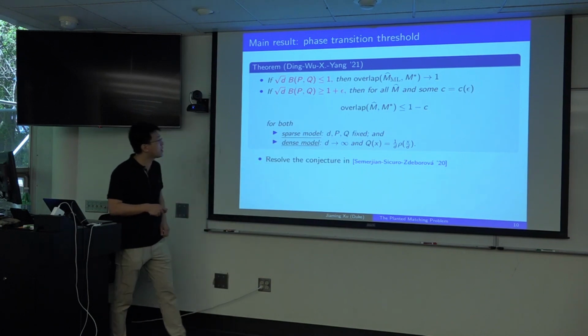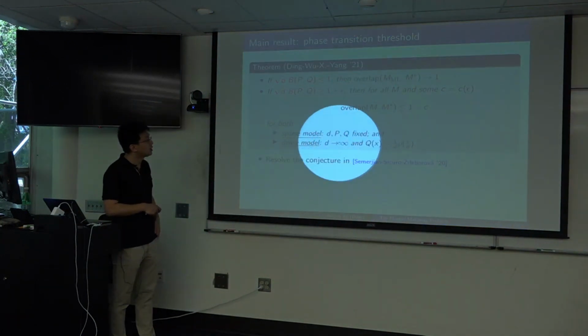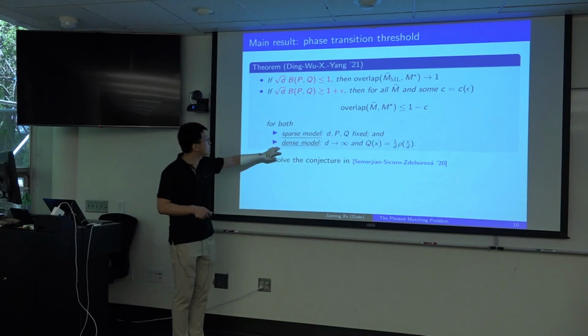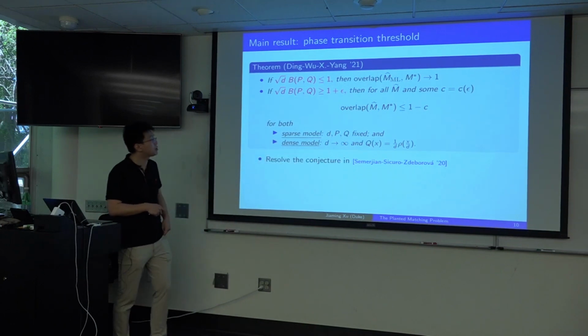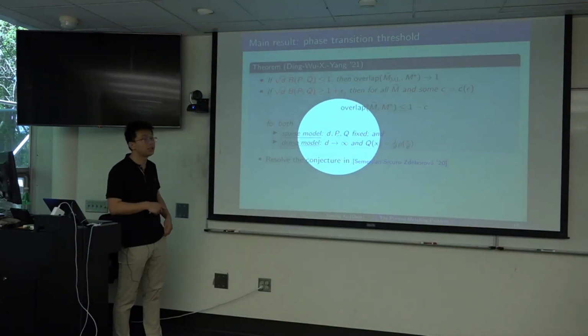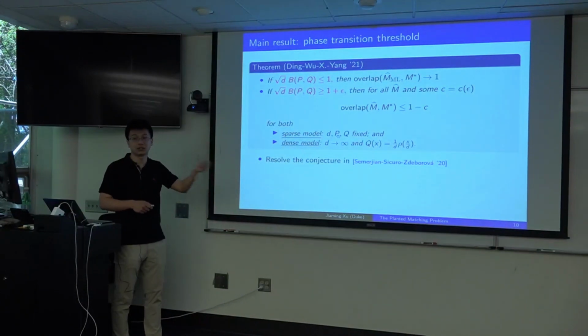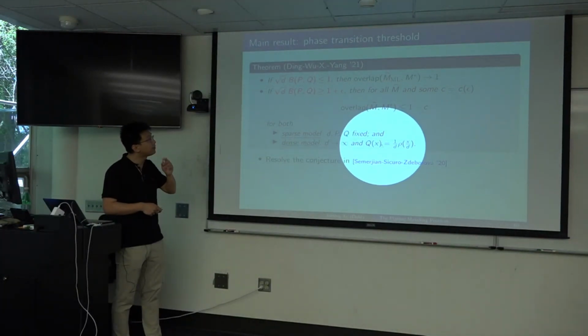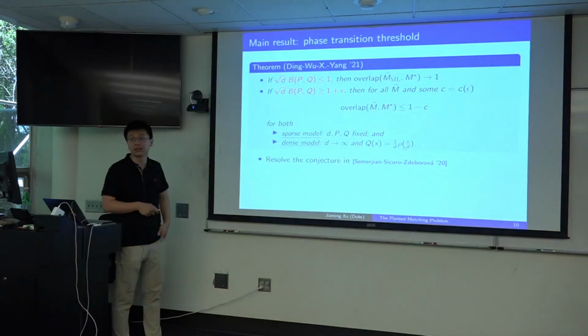One is the sparse model, where d and P and Q are all fixed, so they do not scale with n. Or they also hold in the dense model, where d grows to infinity as n goes to infinity, so the graph is denser. And now for this to make sense, the density for Q has to scale in this way.